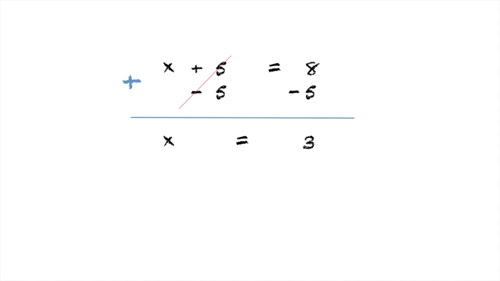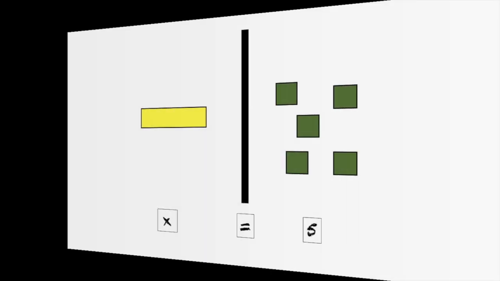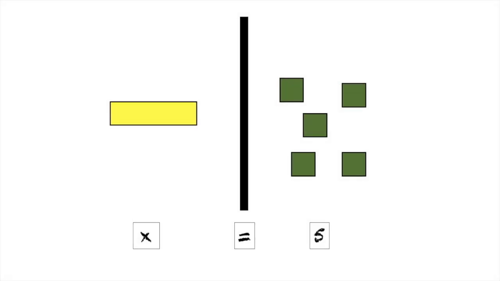Now we can do other examples. Guys, there might be times when the x is on the right side and then the numerical value is on the left side. That's fine. It's actually just the same. So if you have x is equal to 5, it's actually just the same as saying 5 is equal to x. Or again, x is equal to 5. So this is our work for solving linear equations with positive numbers.